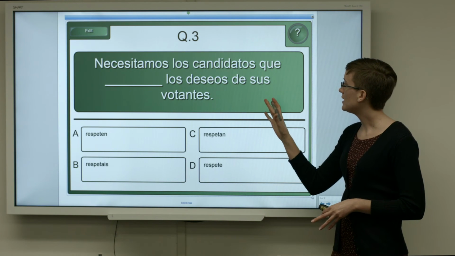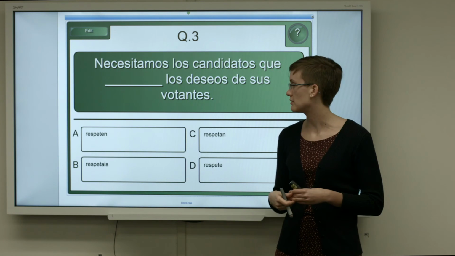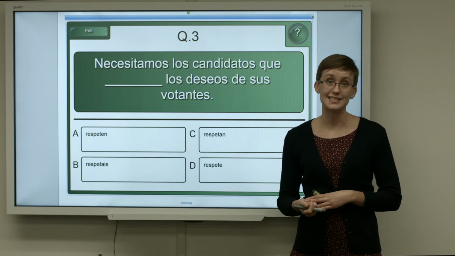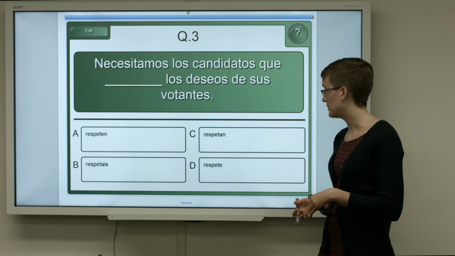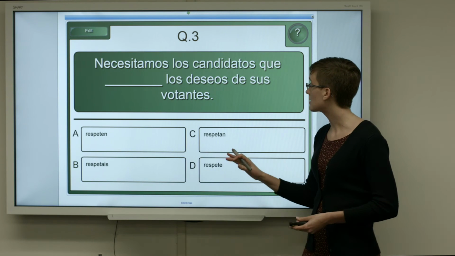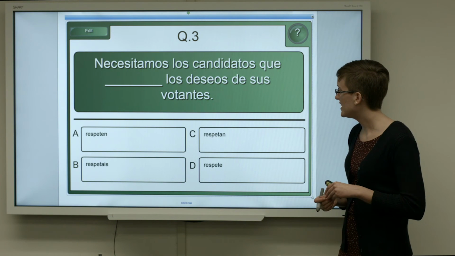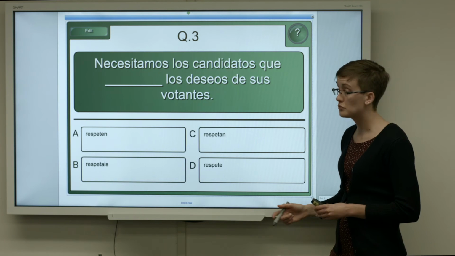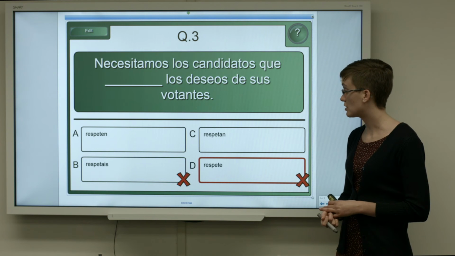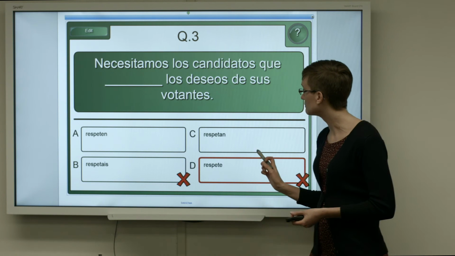Okay, we need the candidates that respect the wishes of their voters, of their electorate. Necesitamos los candidatos que, los deseos de sus votantes. We are looking at the verb respetar. So our options are respeten, respetáis, respetan, and respete. So we are working with los candidatos, so we need third person plural. So we can rule out respetáis, which is vosotros. We can rule out respete, which is third person, but it's singular. So we are left with respeten and respetan.